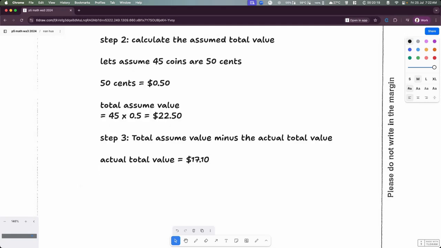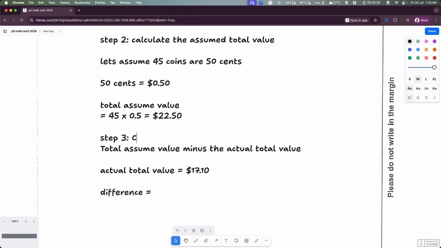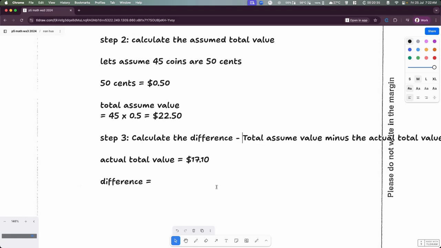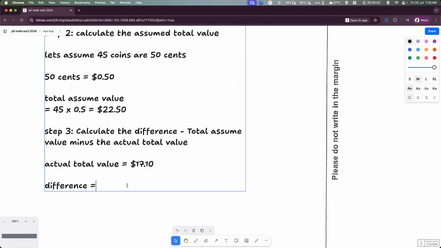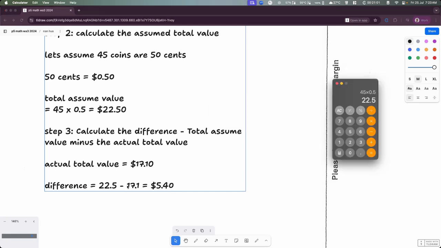So we will calculate the difference. Step 3 is just calculate the difference, which is this one. Wow, it's very, very big, so I'm going to minimize this a bit. In this case, the difference will be $22.50, or just 22.5 minus 17.10. It is $5.40. Let me use my calculator: minus 17.1, okay, $5.40.